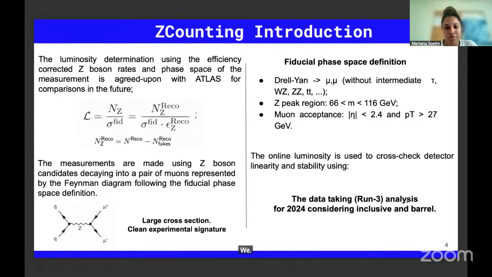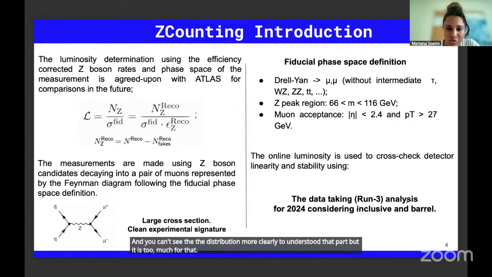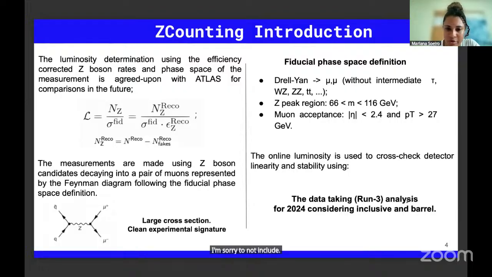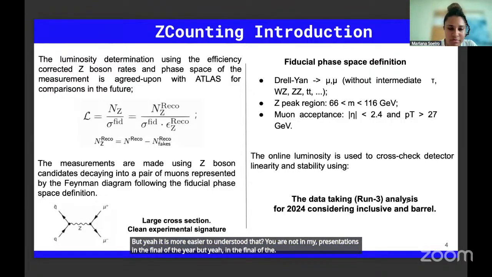We have a plot, not here, but it explains that better, because we have the tag and probe part and we can see the distribution more clearly to understand that part. But it is too much for this presentation. I'm sorry not to include that in the backup, because I did it more quickly than I had planned. It is easier to understand in my presentation at the end of the year, where I believe I put that, but it's not here at the moment.